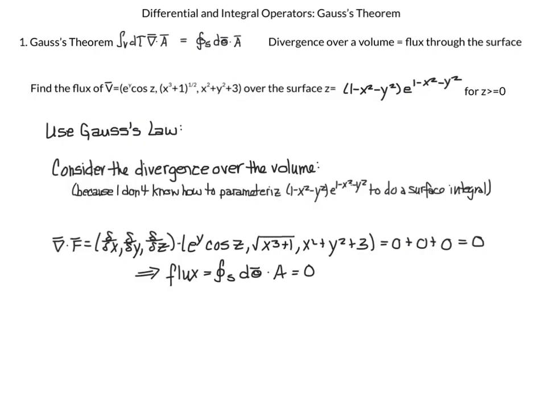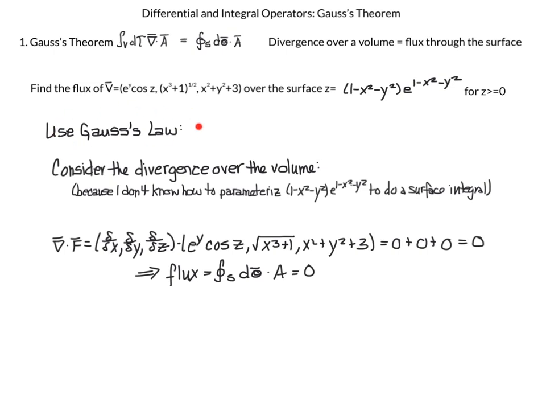I have one more example to do, and this one I promise is worth your time, and it's short. In fact, this page is the whole thing. So we want to find the flux of this vector field V, which is equal to e to the y cosine z, square root of x cubed plus 1, and x squared plus y squared plus 3, over the surface z equals 1 minus x squared minus y squared times e raised to the 1 minus x squared minus y squared, and this surface is for z greater than or equal to 0.